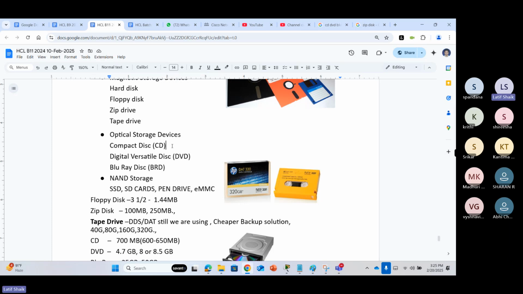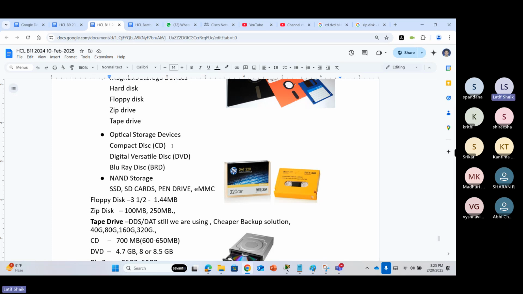Okay. Next, digital versatile disk. It is also called digital video disk, but it's DVD. It has 4.7 GB on one single side, and the double layer DVD gets 8 to 8.5 GB.